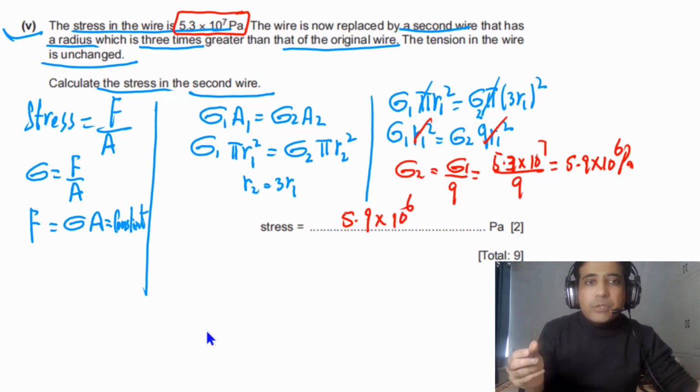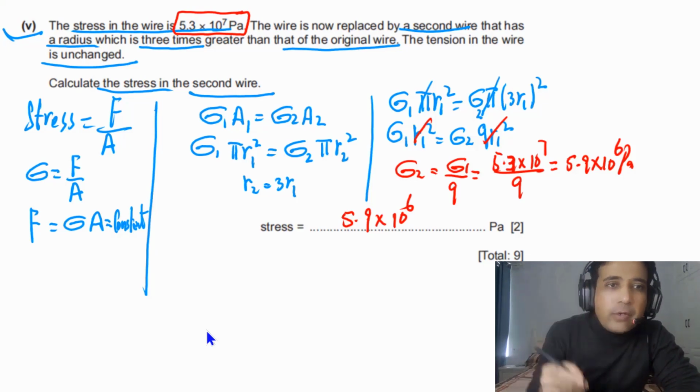This question is very straightforward, because in this case F is the same. So if the area increased by 9 times, the stress has to decrease by 9 times. So you simply have to divide this stress by 9 and you can find the final answer.